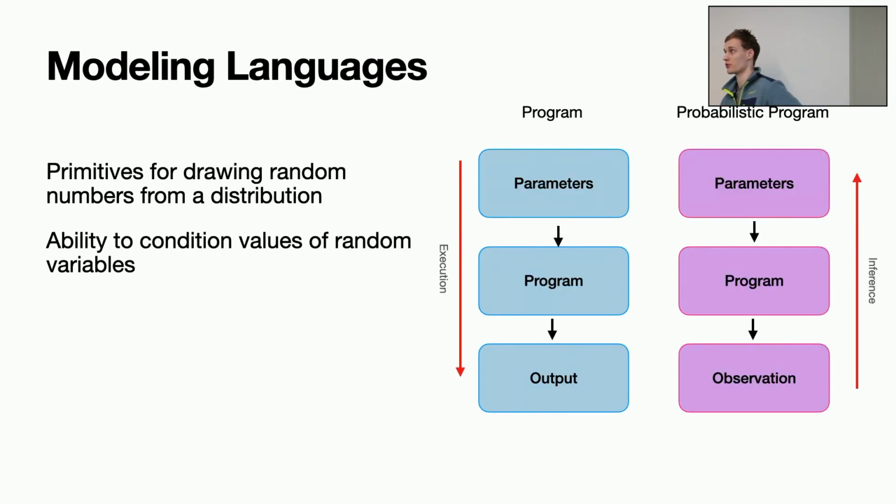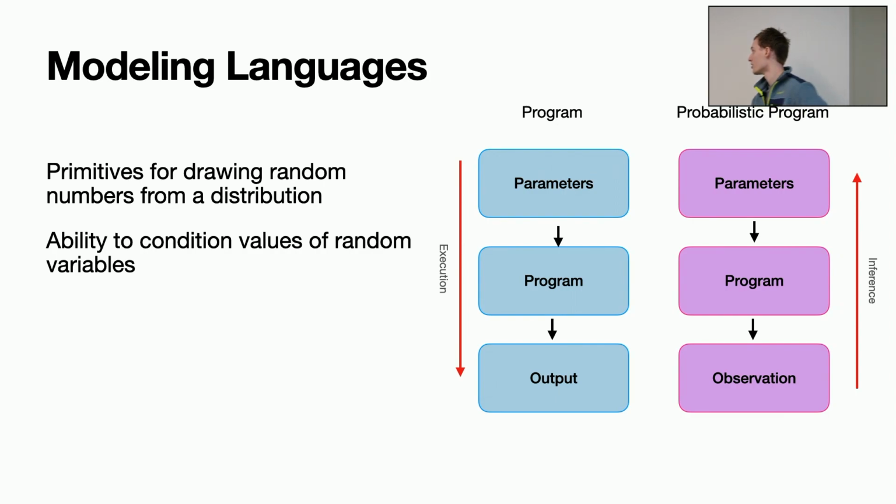For probabilistic programming, we basically use programming languages to model our problem. We want to draw random samples from some kind of distribution, and we want to have the ability to condition the values of the random variables.